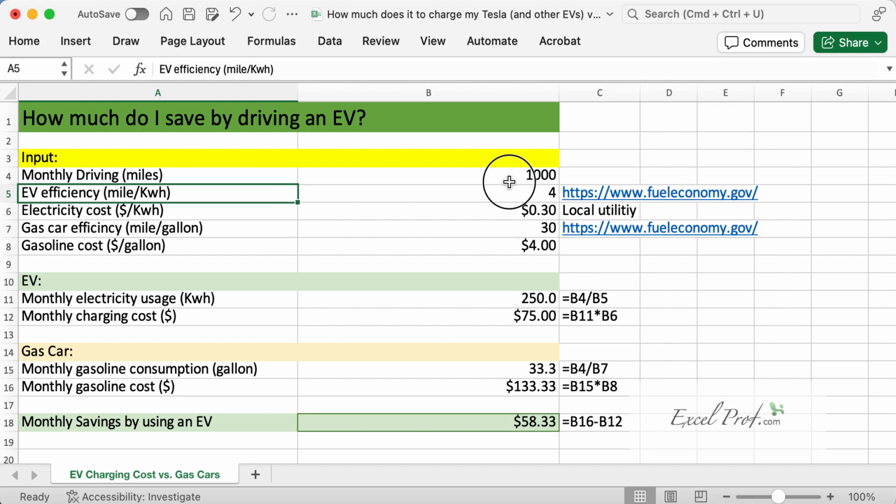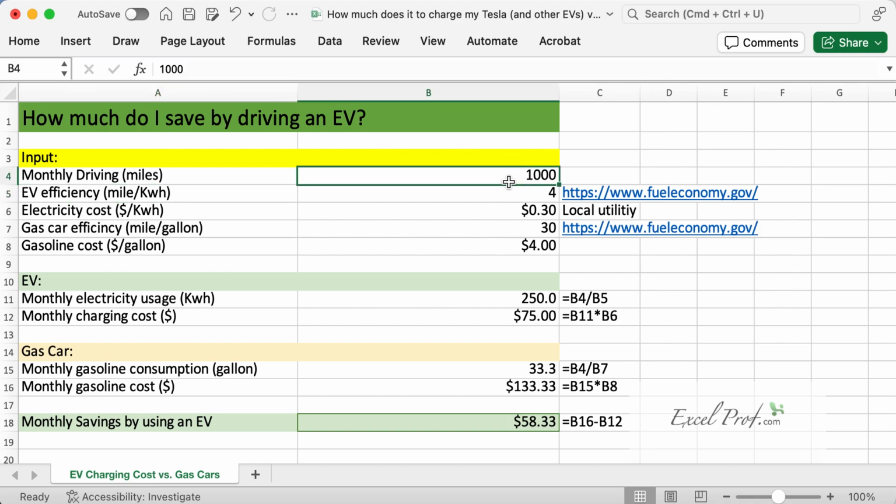So now, if I drive the same amount of miles, 1,000, right? If you divide that by this 4, you get how many kilowatt hours you spend. So this is my model exactly right here. And then you multiply by your local utility cost, how much they charge you per kilowatt hour. You get your monthly charging cost. Okay, so for me, if you combine the numbers we got here, I spent about $75 charging.